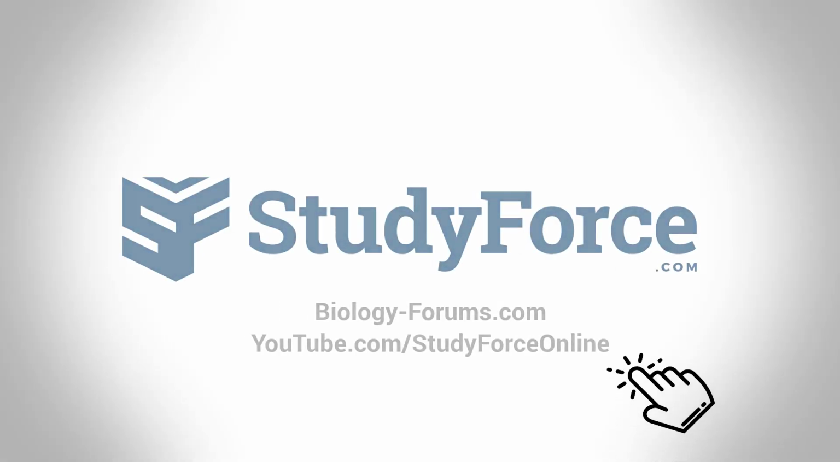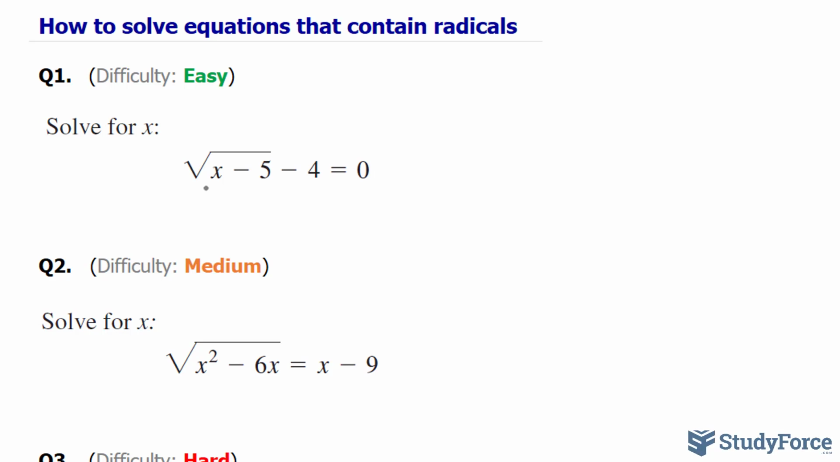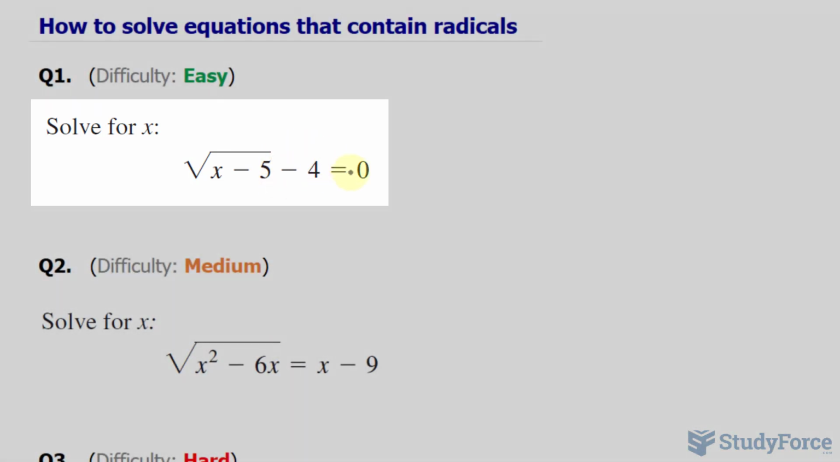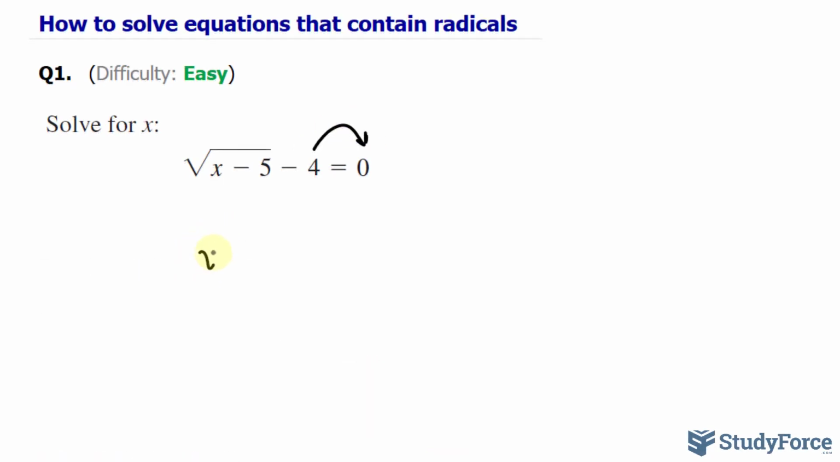In this short tutorial, I've prepared for you 3 examples on how to solve equations containing radicals. Each of these questions differs in difficulty, so let's begin with question number 1 being the easiest. So we have the equation the square root of x minus 5, that's underneath 1 square root, minus 4 is equal to 0. The very first thing that I will do is bring this negative 4 over to the right side. Watch what happens. We have x minus 5, that doesn't change, is equal to 4 being positive.